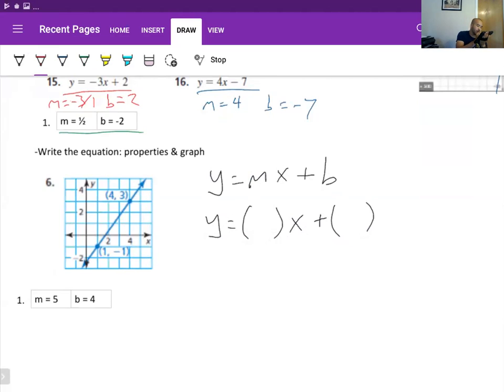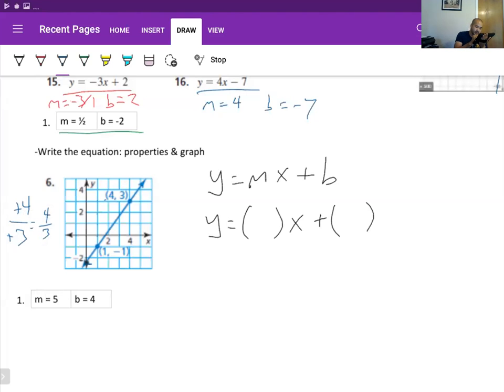So I'm gonna do this one. This one's blue, so I'll do it in blue. The slope, 1, 2, 3, 4. So positive 4, 1, 2, 3. Positive 4 with positive 3. So the slope is 4 over 3. And the y-intercept, let's say that's negative 2.5.